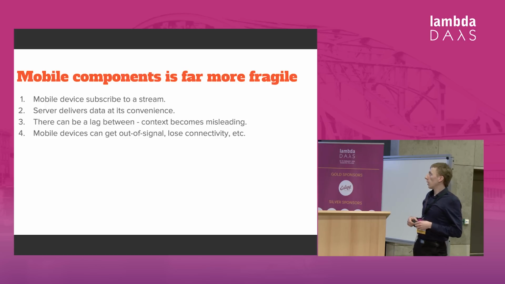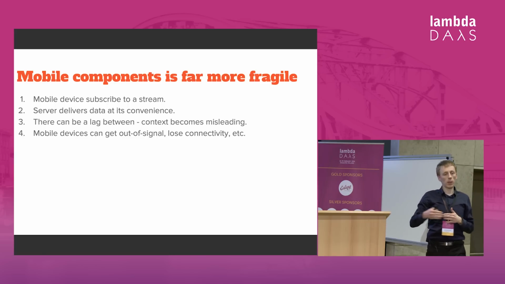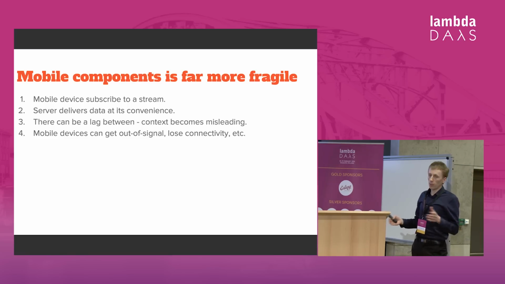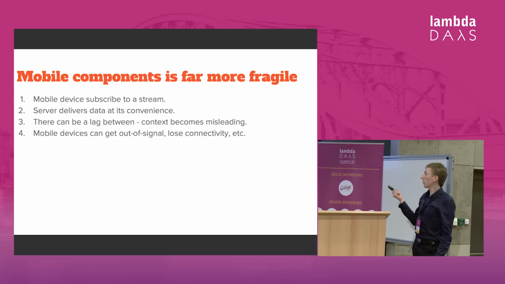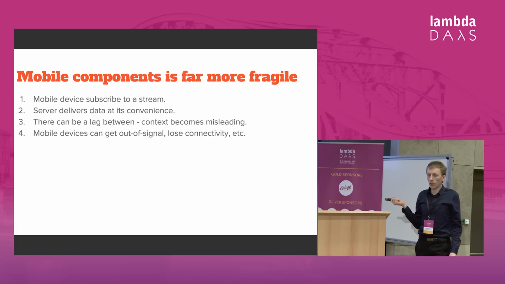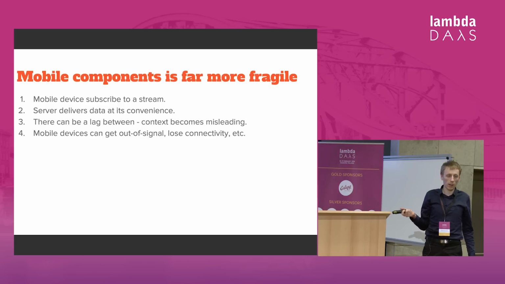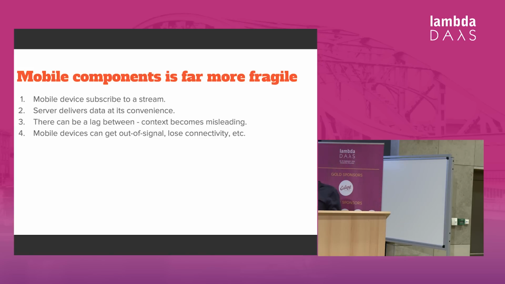When a mobile device is subscribed to a stream, the server delivers data at some point in time. It's strictly asynchronous communication. And there can be a lag, because server resources can be occupied and there may be no data at some point. But if this period of time gets long, this context information becomes misleading. Five minutes ago I was connected to the battery plug, to the network plug, but now, who knows? So the context is causing some sort of mess here.